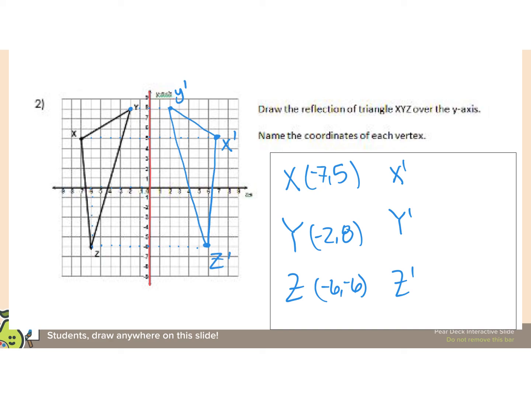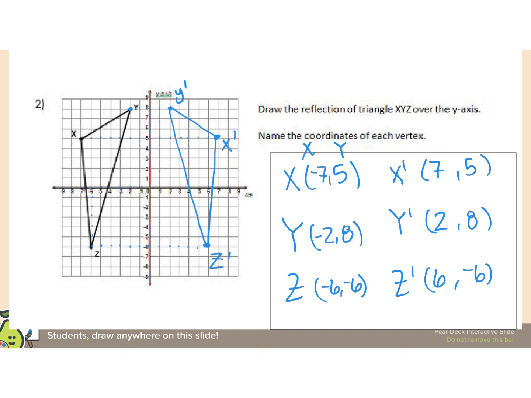Okay. And then, so only my x's are going to change. So watch how easy this is. I don't have to really think about it. All the y's are going to be exactly the same. 5, 8, -6. Don't even have to think about it. X's are all going to become their opposites. So instead of -7, +7. Instead of -2, +2. Instead of -6, +6.